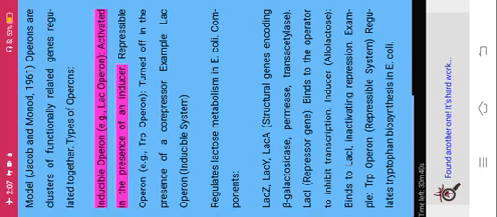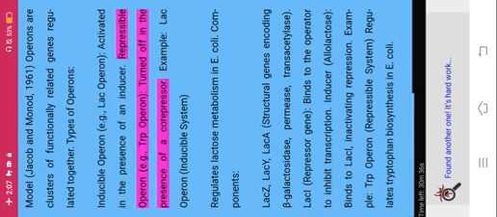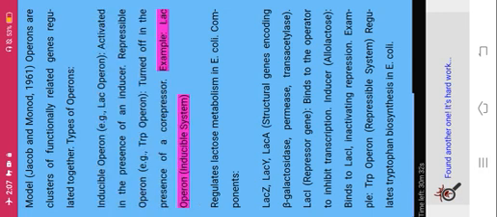Types of operons. Inducible operon, e.g., lac operon, activated in the presence of an inducer. Repressible operon, e.g., trp operon, turned off in the presence of a corepressor. Example: lac operon, inducible system. Regulates lactose metabolism in E. coli.